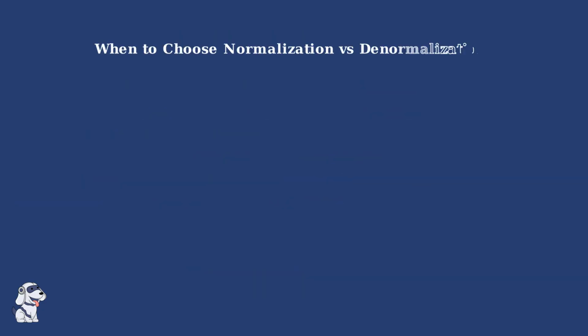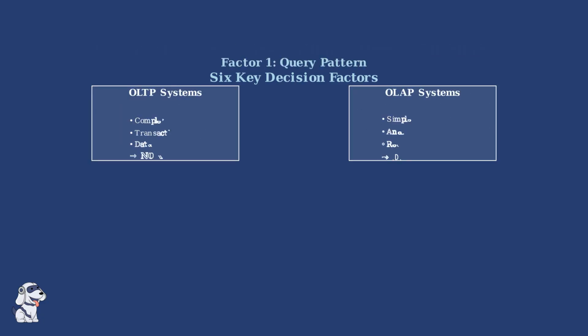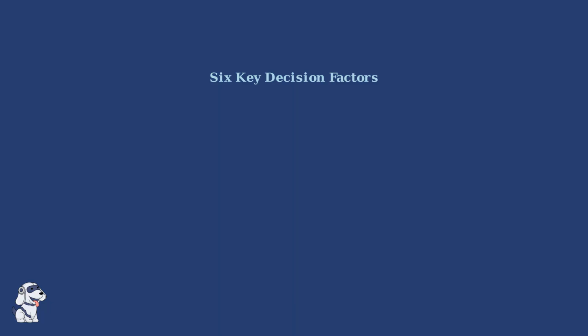The choice between normalization and denormalization is not arbitrary. It requires careful analysis of 6 critical factors that determine which approach best serves your specific database requirements. The first and most important factor is your query pattern. OLTP systems with complex updates, transactions, and data modifications strongly favor normalization to maintain consistency. OLAP systems, focused on simple reads and analytical queries, benefit from denormalization for faster access.